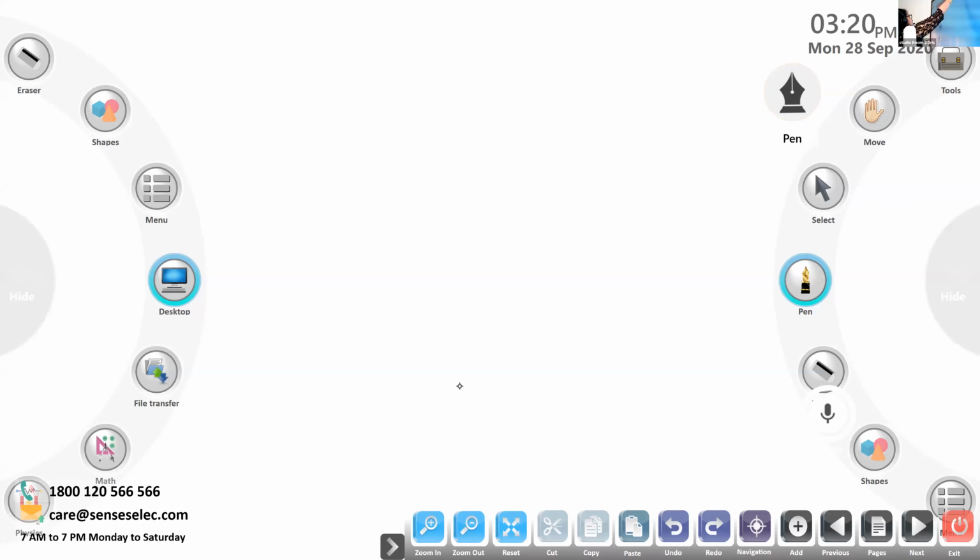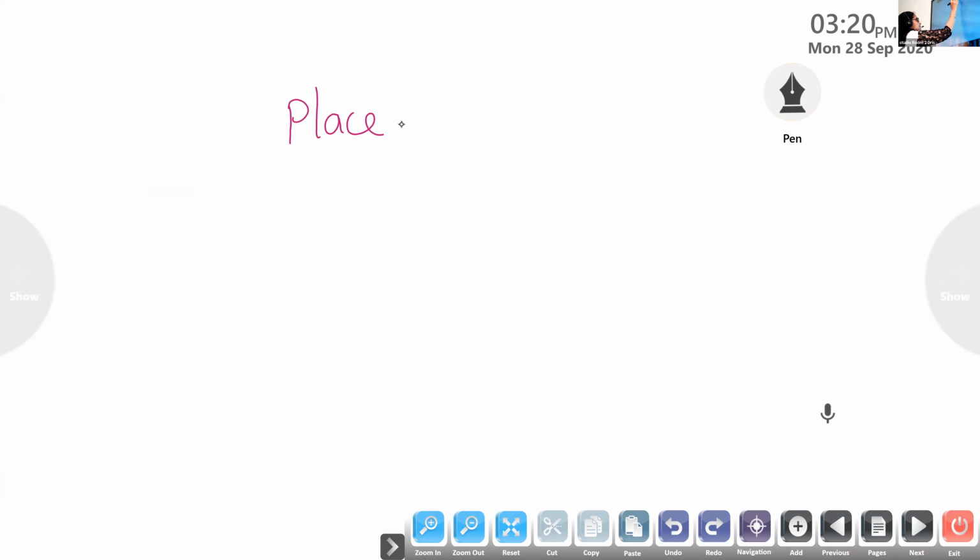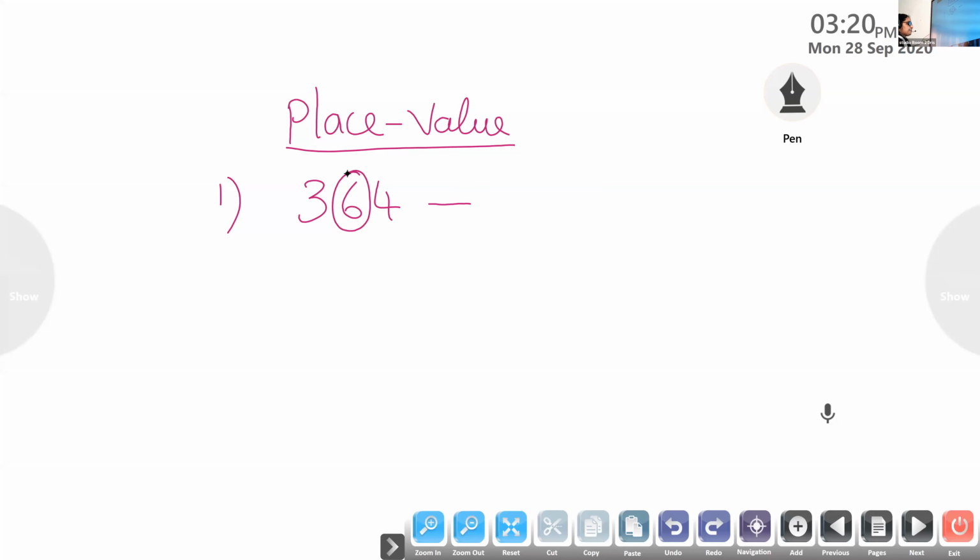Don't touch anything now. I will just show you some place values. So we will start with the place value. I hope you will be remembering. Anyway, 364. I'm going to circle 6. 6 is in the circle. That means you have to find out the place value of 6.